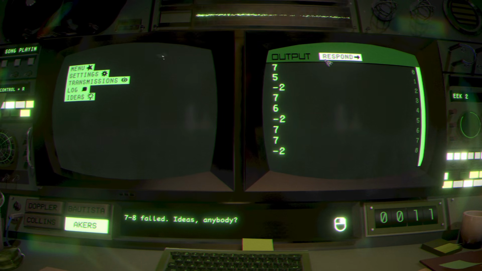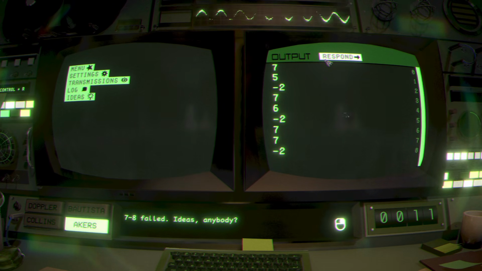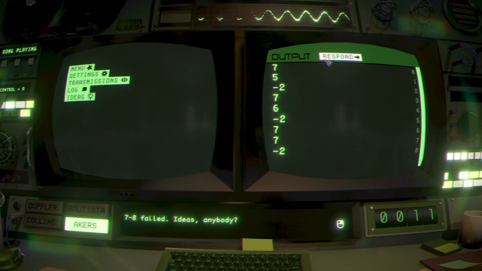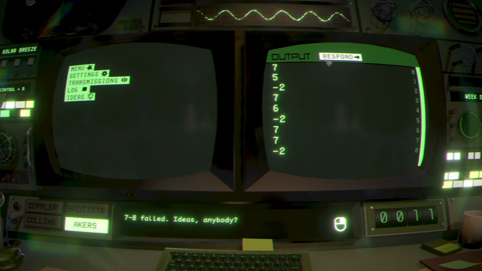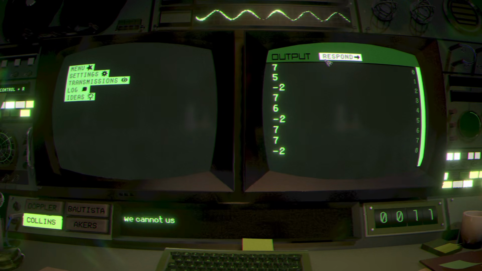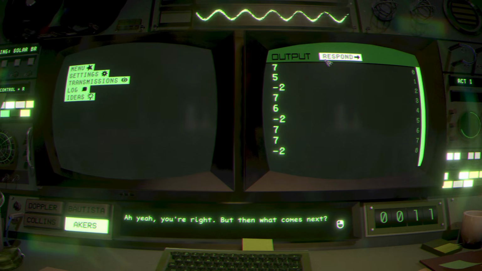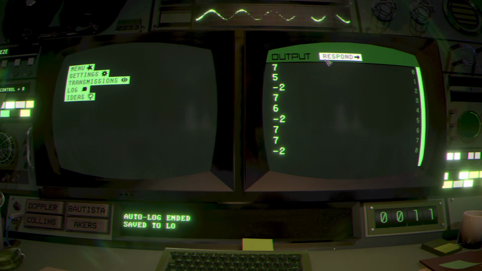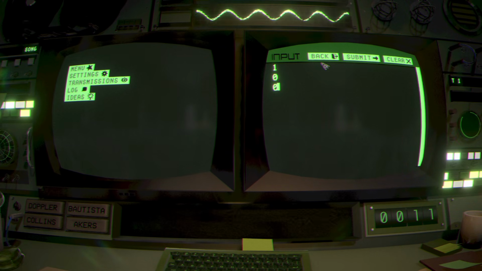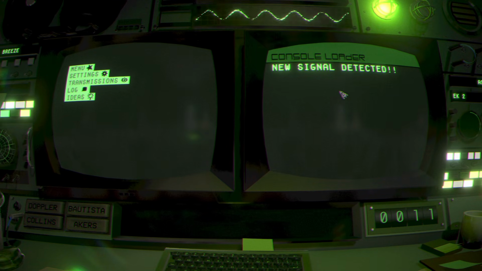Oh, okay. I'll go through this because I know what the answer is now. It's probably 80, but... Or no. It wouldn't be 80. It would be 100, right? Because we can't go any further. Okay, let me read this real quick, though. 7, 8 failed. Ideas, anybody? Well, if we follow the precedent set by the last transmission, we cannot use signals above 7 to represent numerical digits. Right. Ah, yeah, you're right. But what comes next? Not sure. Right, okay. So this is probably 1, 0, 0, because we can't do anything in the 80s or the 90s, because that's too far beyond. Yep, okay, I got it now. Okay, cool.